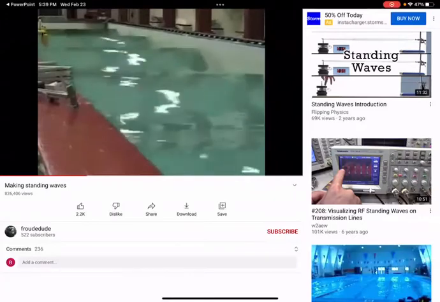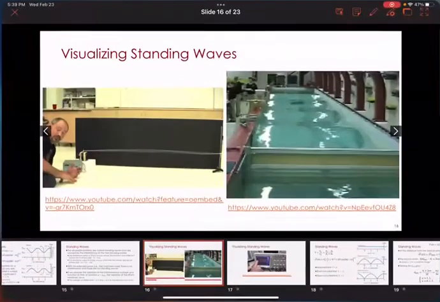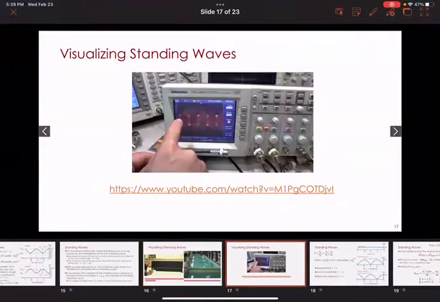So that's what it looks like in water. Okay, and then we have the real one, which is the closest to our world now with voltages. So he's going to go through this. I might stop it occasionally.